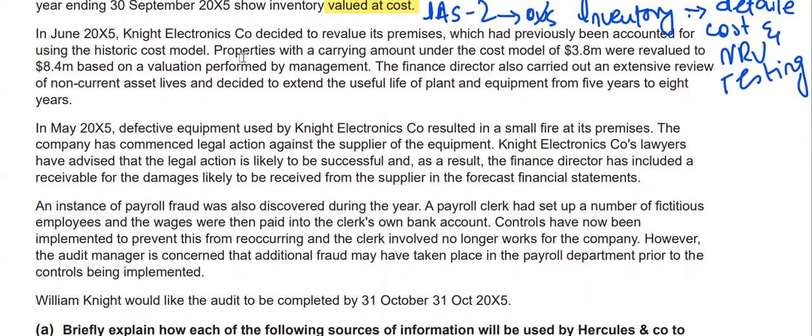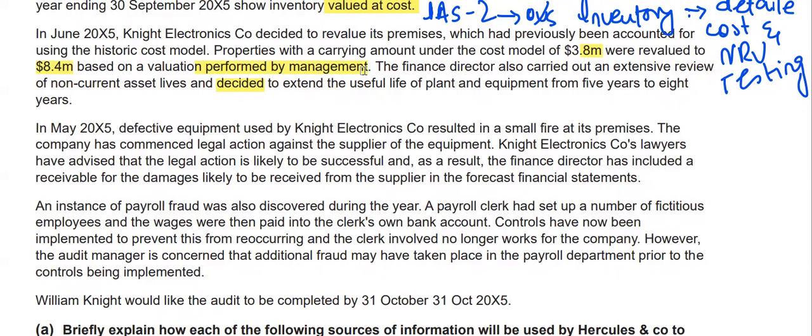And then properties with a carrying amount under the cost model of 3.8 million were revalued to 8.4 million, based on the valuation performed by management. What is the problem here? Tell me guys, what is the problem here? If this valuation had been performed by an independent valuer, then there could not be any issue for me. But as an auditor, when I knew that this valuation is performed by management instead of some independent valuer, it means that management has the incentive to overstate its properties, right?